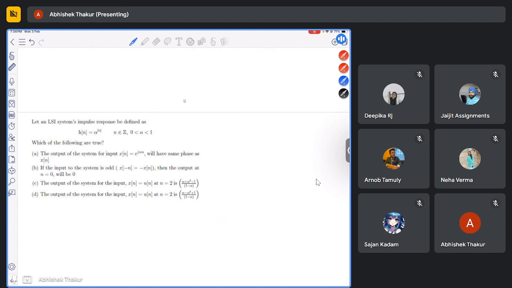Now we have already studied about linear shift invariant, that is, linear time invariant also. For the discrete domain, we are using the term linear shift invariant. Okay, because in the discrete domain there is no time; it is shift. Time is sampled. That's why we are using the term shift. So it is given h of n is equal to alpha to the power of mod n, where n is an integer and alpha is between 0 and 1.